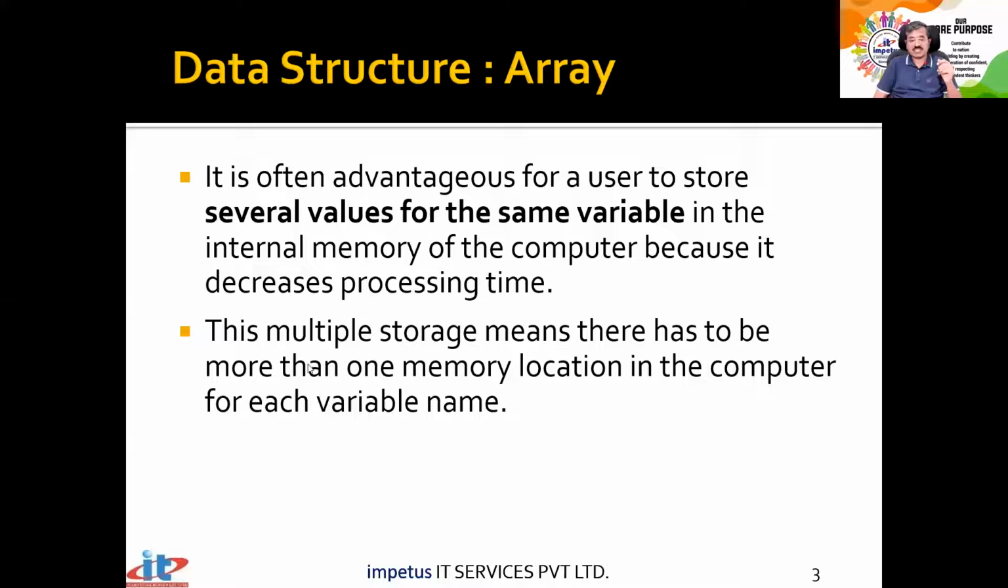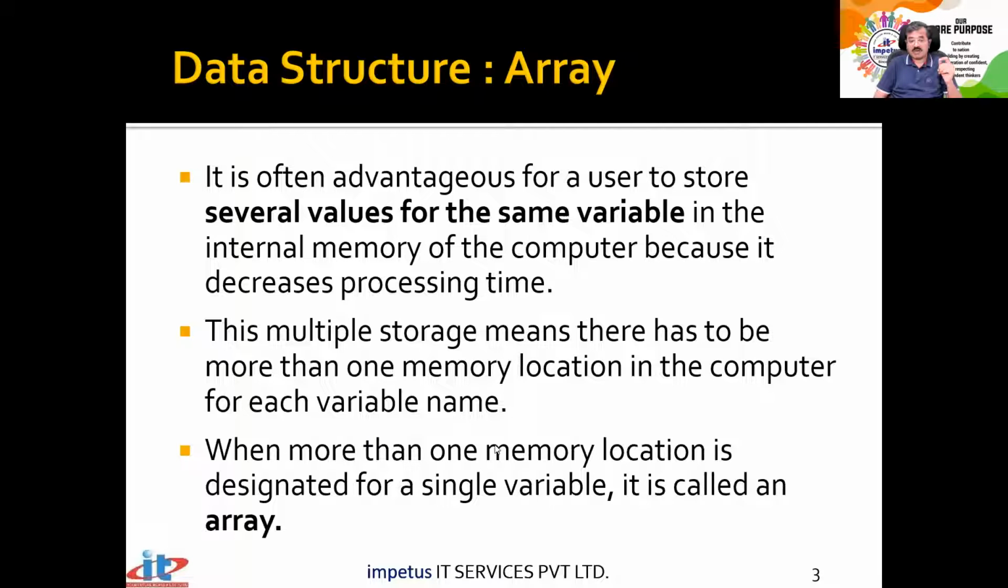Multiple storage means there has to be more than one memory location in the computer for each variable name. When more than one memory location is designated for a single variable, it is called an array. That means when we allocate more than 1 byte of memory for a single variable, we have created a group of variables which are clubbed together, and this entire group of variables is referred to by a single name. So whenever we refer to a group of variables by a single name, we say it's an array.